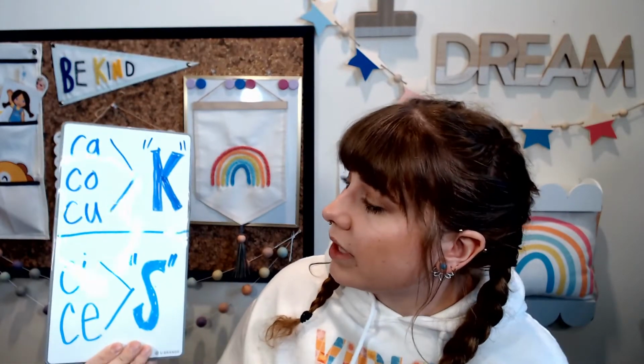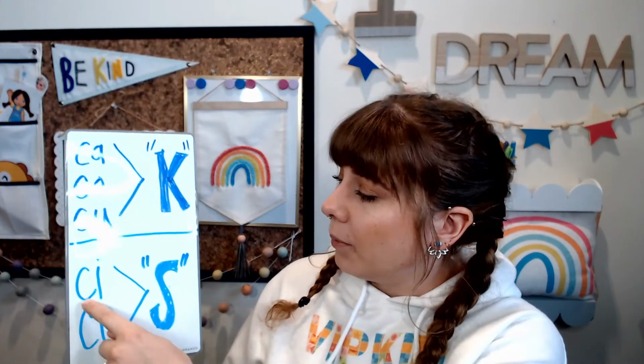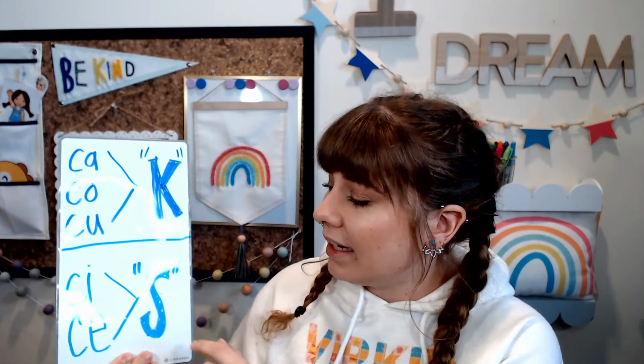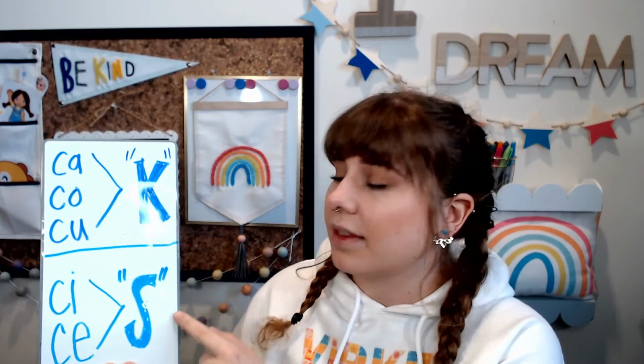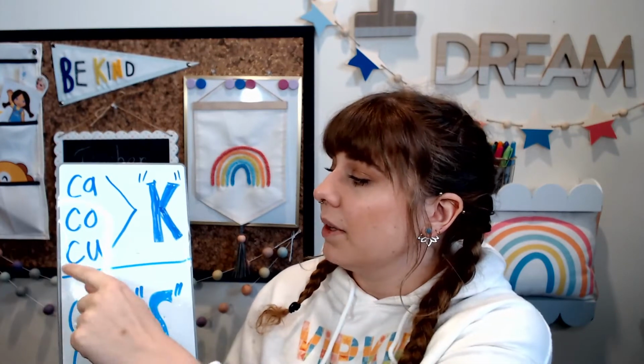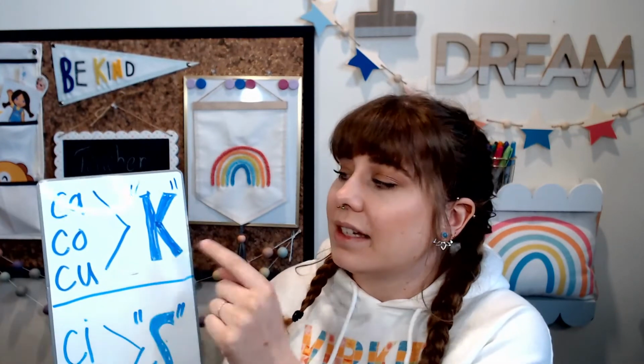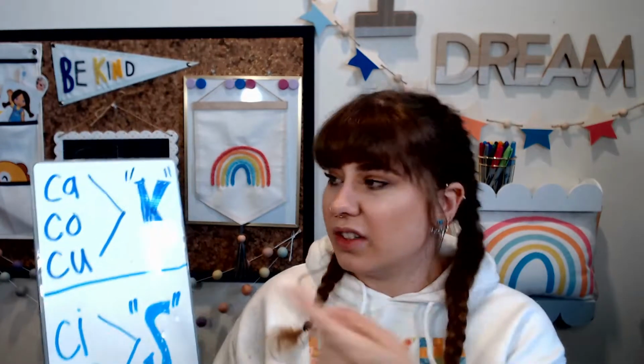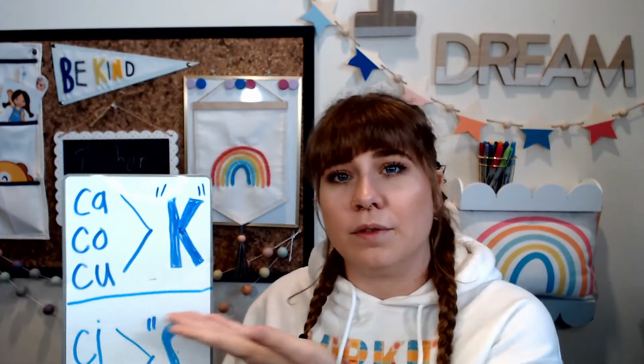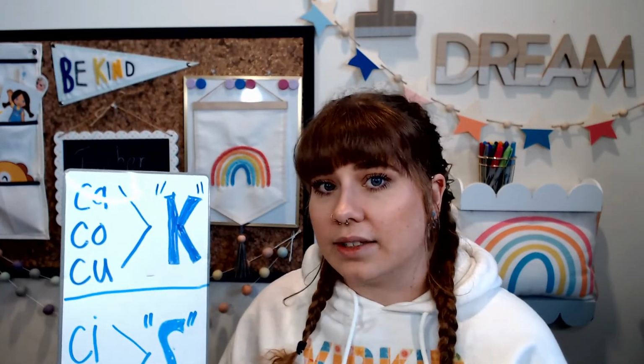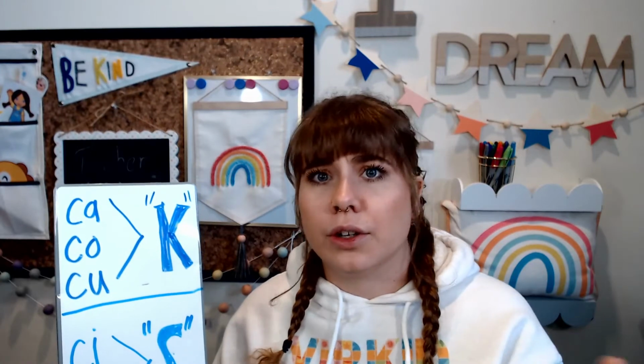This is to demonstrate that words with CI and CE, the C makes the S sound, and then with CU, CO, and CA, the C makes the K sound. So that's just another way for them to visualize what you're saying instead of just trying to remember something that you're explaining to them. That visual stimulation really does help solidify it in their memory.